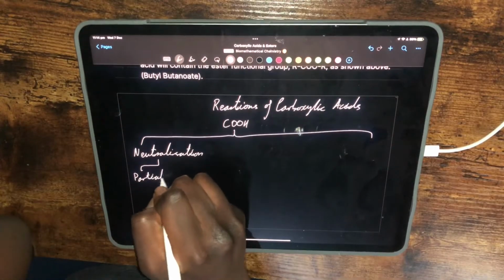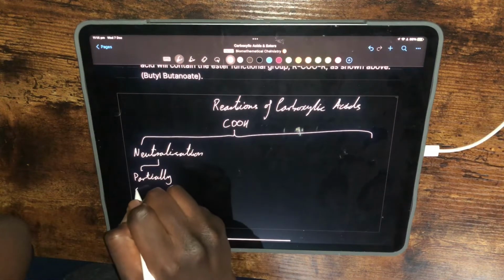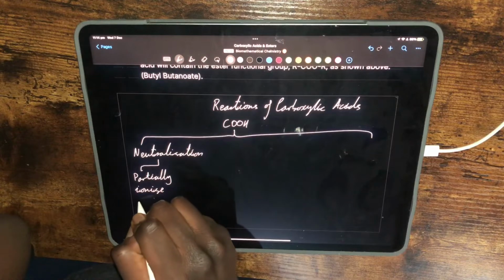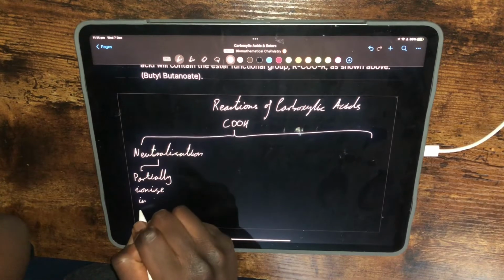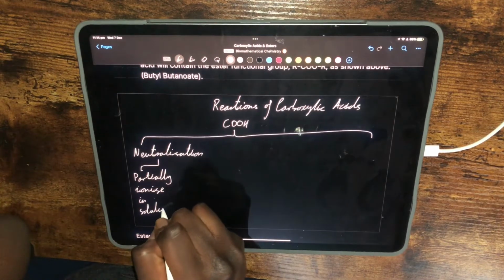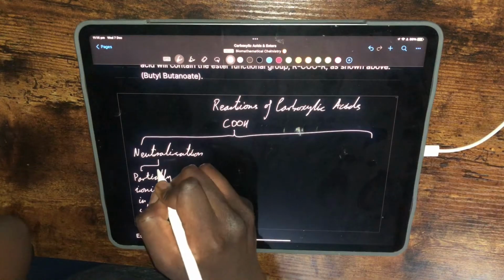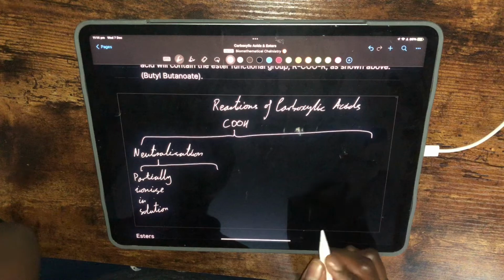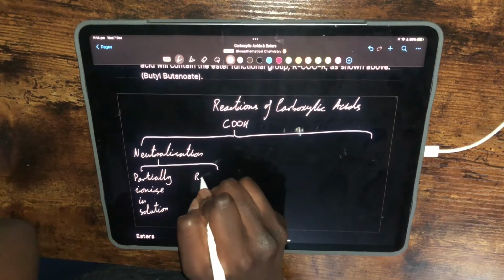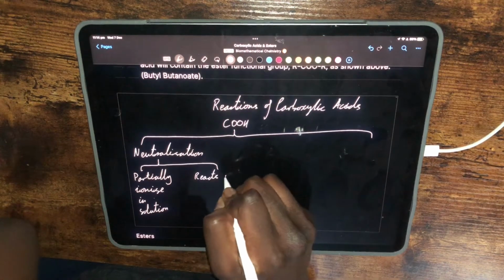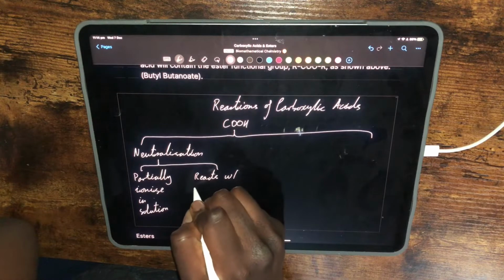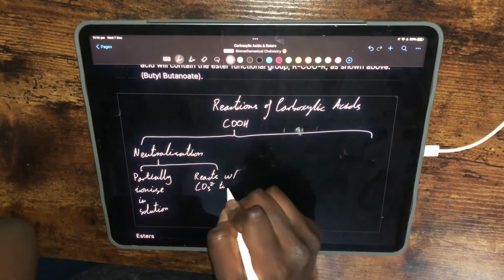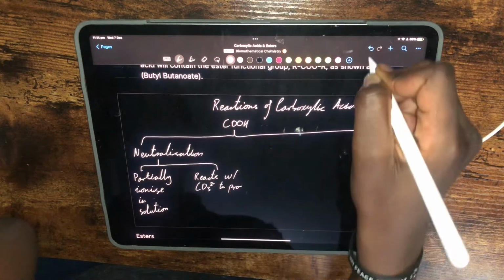So they partially ionize or dissociate in solution, or they dissociate into ions. So I guess it's forming ions. And then the other feature is that they can react with carbonates to produce CO2.